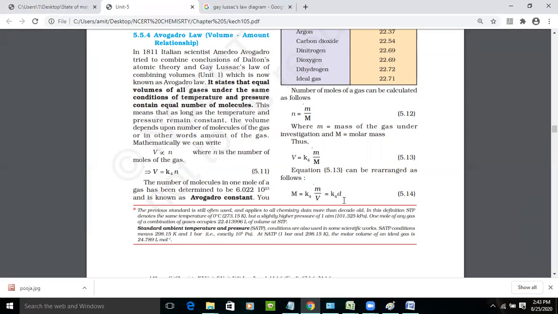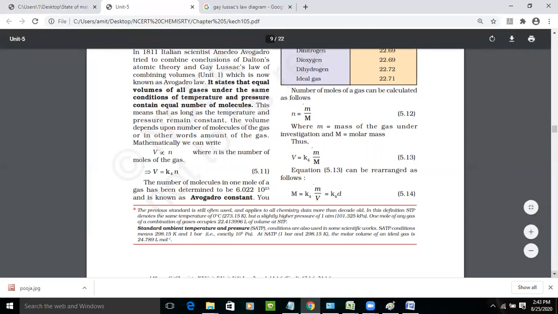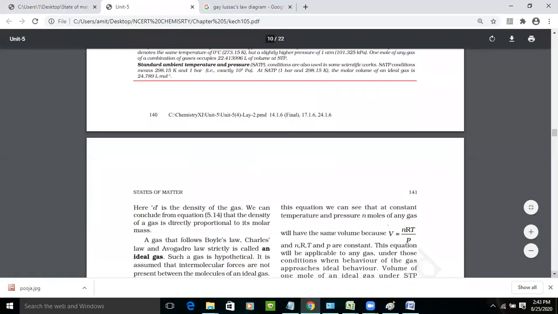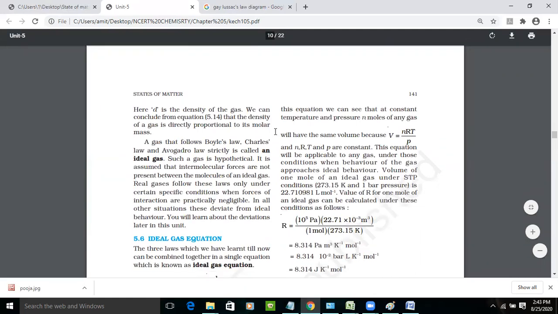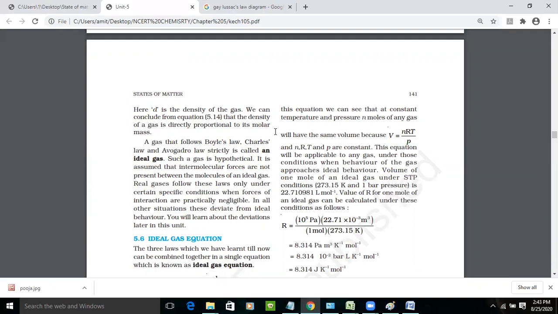So equation 5.14 is the density. After this we find that the density of a gas is equal to K4, which is a constant, into d, where d is the density of the gas. So we find from here that the density of a gas is directly proportional to its molar mass. Meaning if the molar mass is high, the density is high. If the molar mass is less, then the density is less, right?